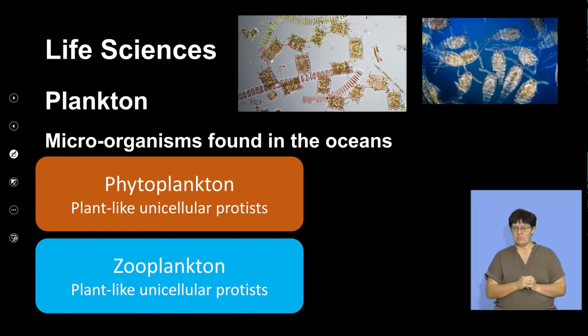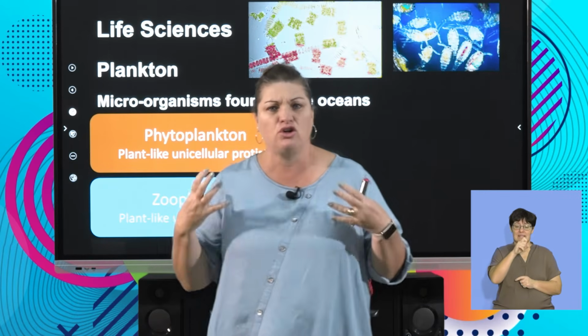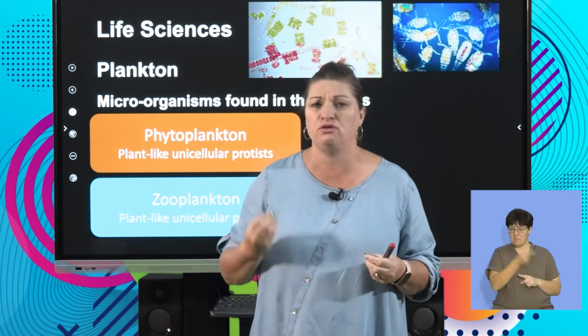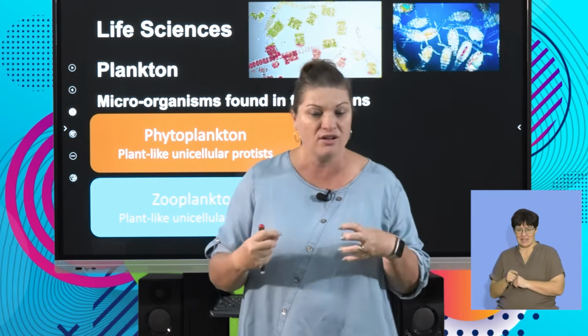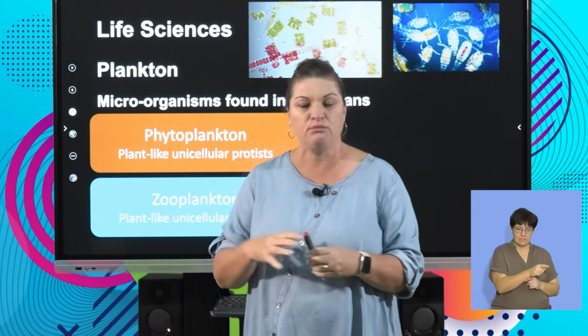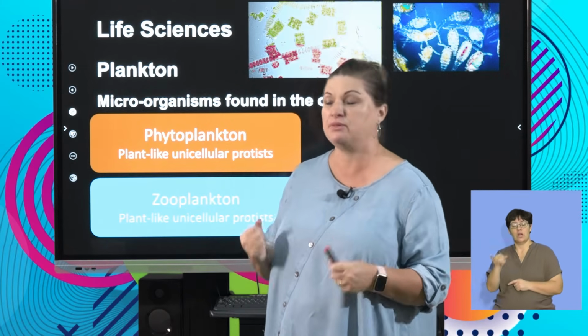Also in this group are 2 really important unicellular organisms, plankton. They are found in the oceans. They're a really important part of the food chain. And again, you get the plant type and the animal type. The plant, phytoplankton, the animal, zooplankton, because that's where you put animals in the zoo.